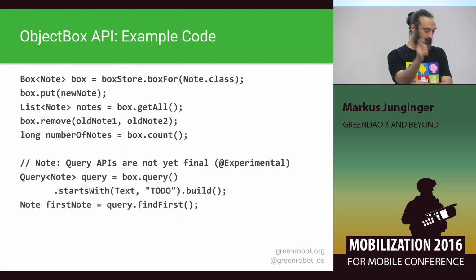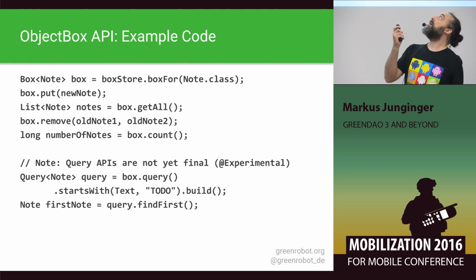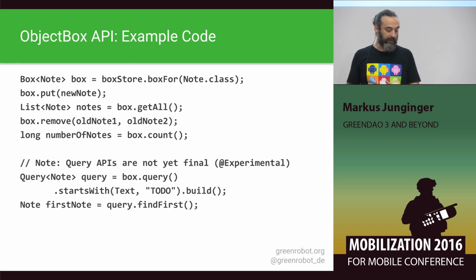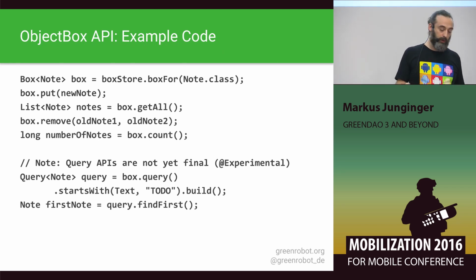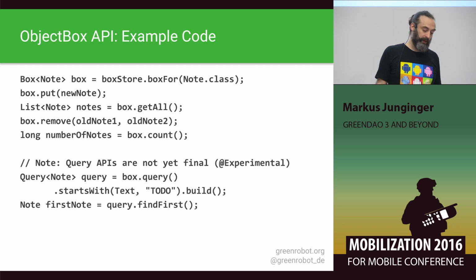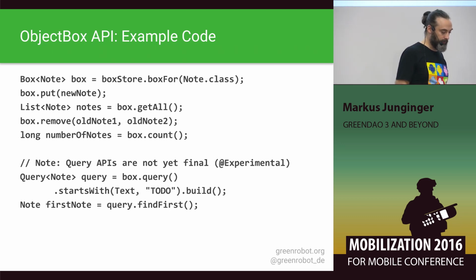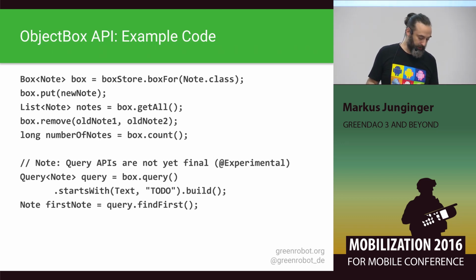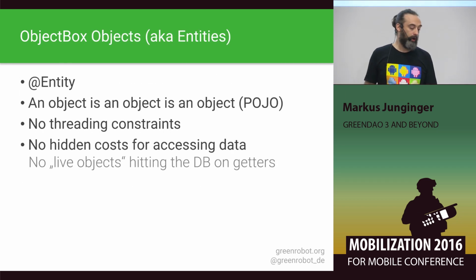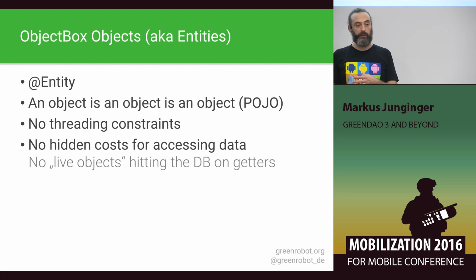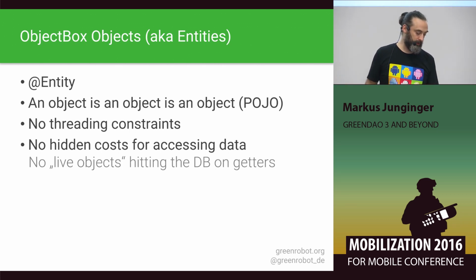So in code, it looks like this. Here, box store, I want it for some class. Then you just put a new object in it. You can get some objects out of it. You can remove it and count it, whatever. There's also a query API for that, and it's pretty similar to what you know from greenDAO. And also, of course, we like annotations, so it makes sense we just continue with that.